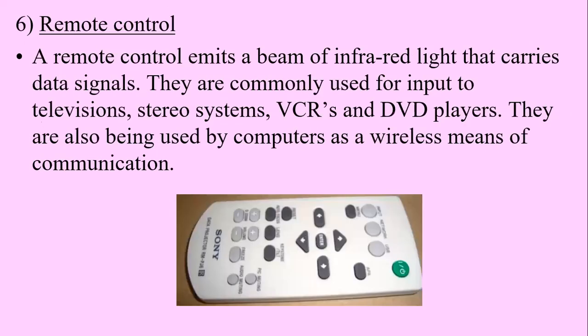The 6th device is the remote control. A remote control emits a beam of infrared light that carries data signals. They are commonly used for input to televisions, stereo systems, VCRs, and DVD players. They are also being used by computers as a wireless means of communication.